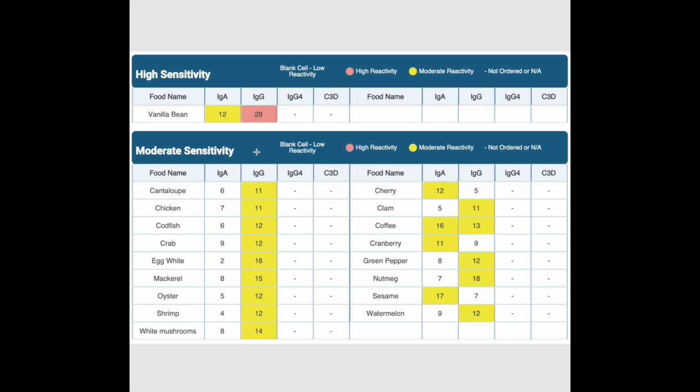Because those sensitivities can occur 4 to 5 to 6 days after you consume a food, and that sensitivity will look like a symptom or something coming up like that.